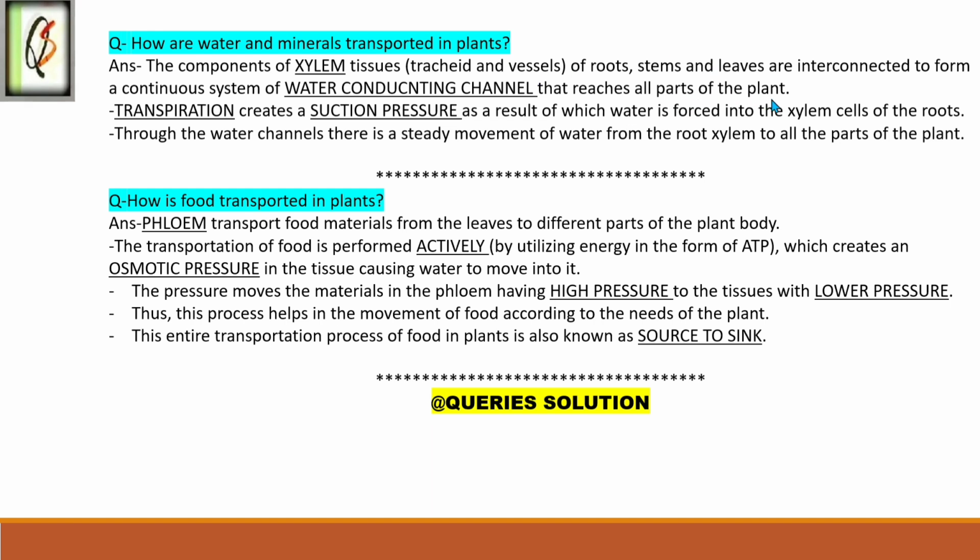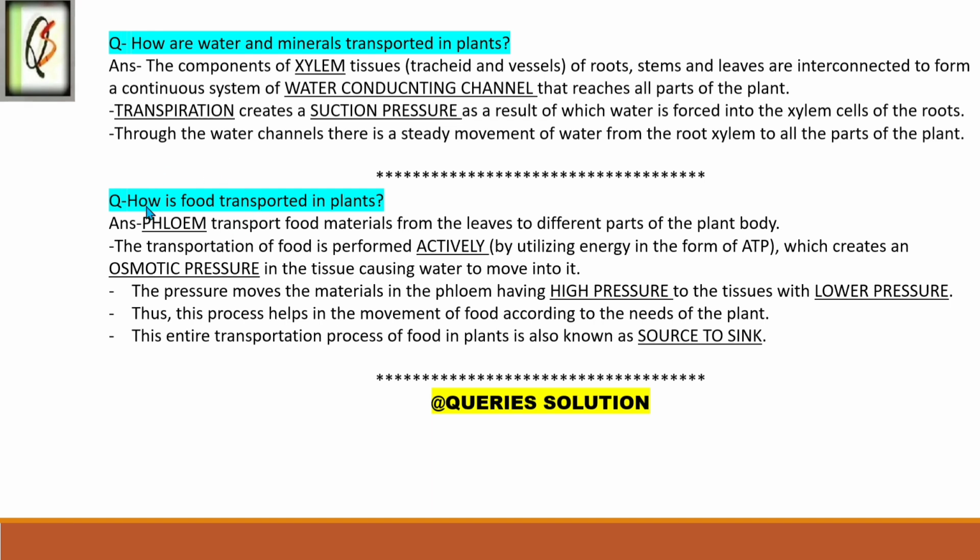So the tracheids and vessels of the xylem have created a channel mainly through which the water is going to be transported. Now, what happens is when transpiration creates a suction pull, this results in the water getting its entry into the different xylem cells of the roots, and then through the water channel, there is a steady movement of water from the root xylem to all the parts of the plant. So this is the way plants mainly get water transported from one part of the plant body to the other.